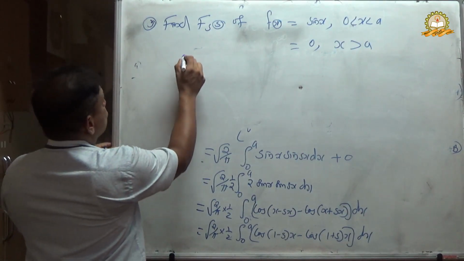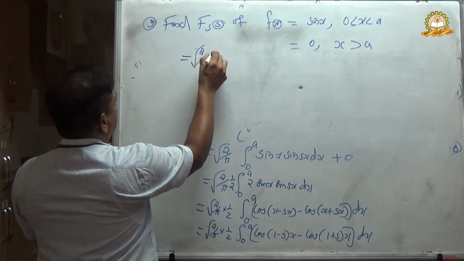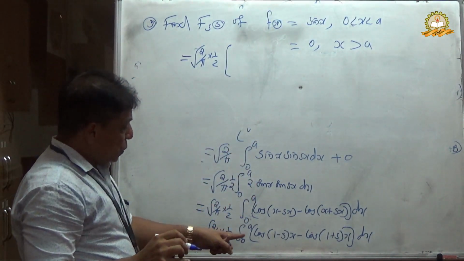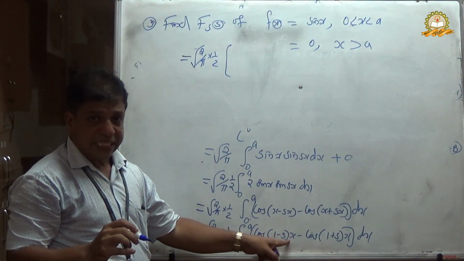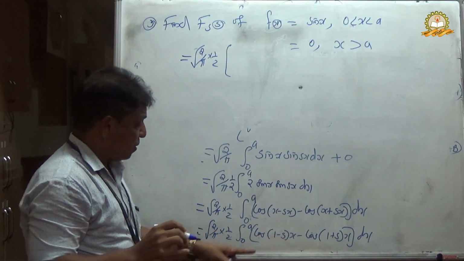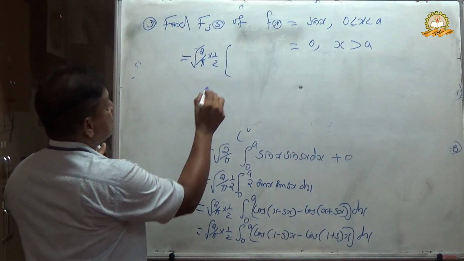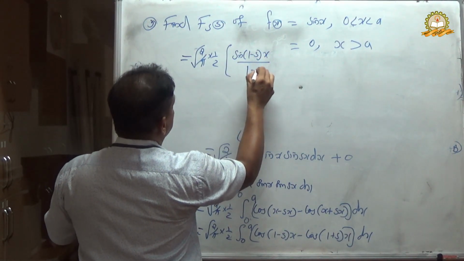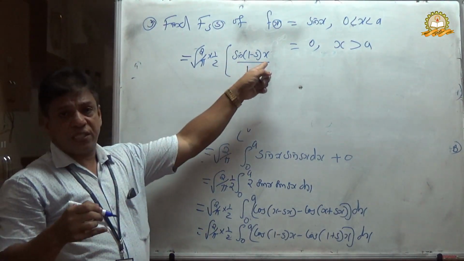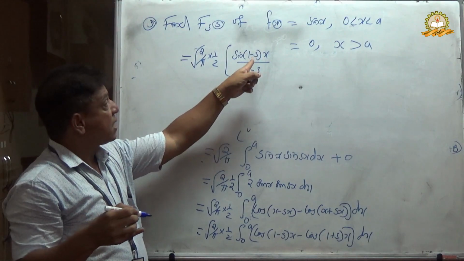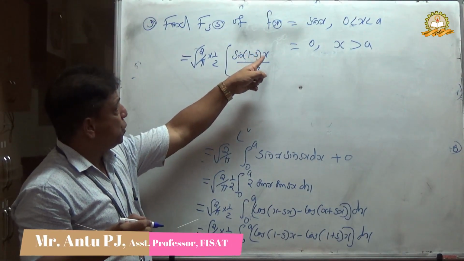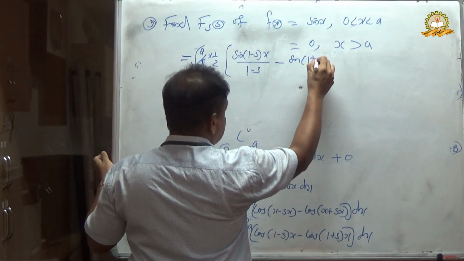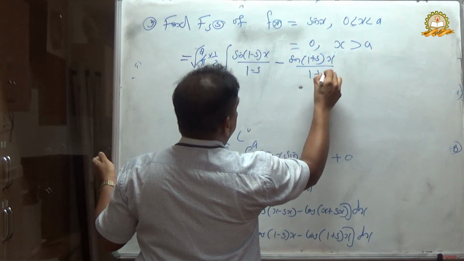root of 2 by pi into 1 by 2, integral from 0 to infinity of cos 1 minus s into x, let us integrate. When we integrate cos 1 minus s into x, the result will be sin 1 minus s into x divided by 1 minus s. 1 minus s is the coefficient of x. Write the denominator. Therefore, sin 1 minus s into x by 1 minus s minus sin 1 plus s into x divided by 1 plus s.